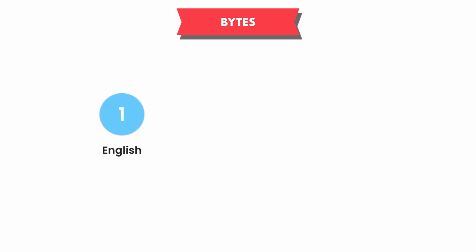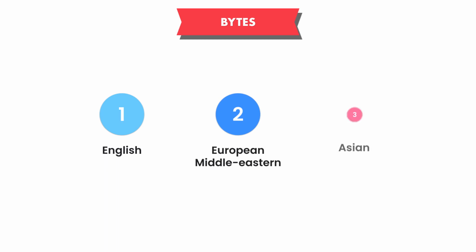English letters use 1 byte, European and Middle Eastern languages use 2 bytes, and Asian languages like Chinese and Japanese use 3 bytes. So if the type of a column is char of 10, MySQL will reserve 30 bytes for the values in that column. Next, we'll look at integer types.